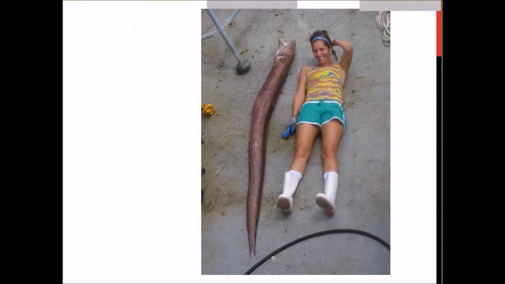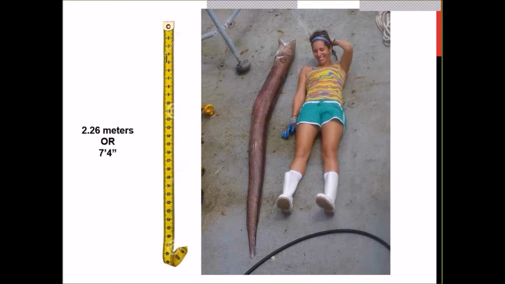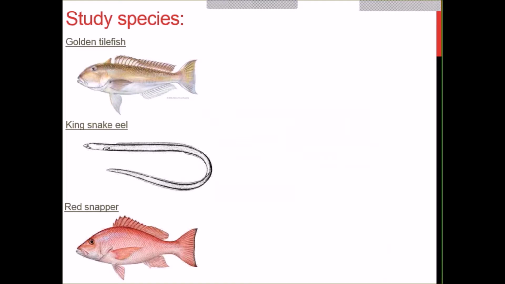So here is a king snake eel, and then there's me on the right. So you can see they're quite large, and if you get out your tape measure, we measured this king snake eel to be 2.26 meters, or about 7 feet 4 inches. So if anything, they're really interesting to study because there's barely anything known about them. They're quite large, they're quite interesting to pull up on your line. And then last we have the red snapper. You're probably very familiar with them, a very commercially important species in the Gulf, very iconic Gulf of Mexico species.